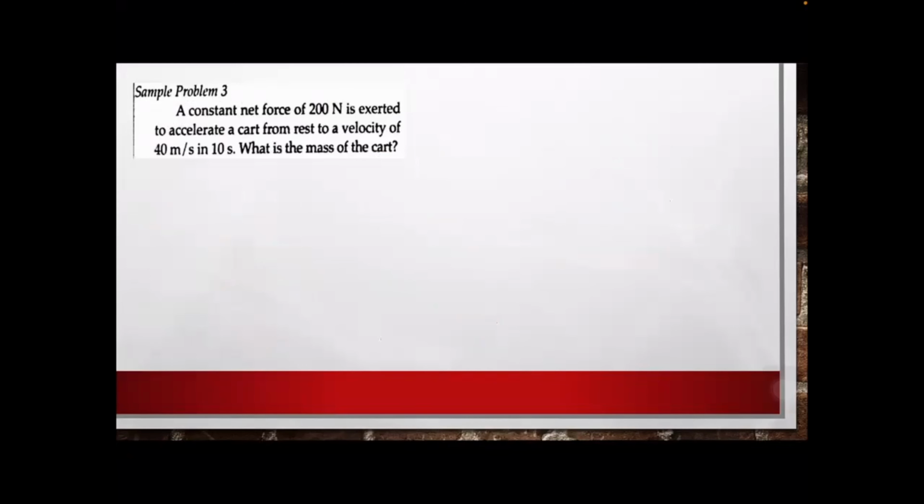Okay, so let's have example number 3. A constant net force of 200 Newton is exerted to accelerate a car from rest to a velocity of 400 meters per second in 10 seconds. So, what is the mass? Let's identify the given. Give 1. Magbigay ng isang given.